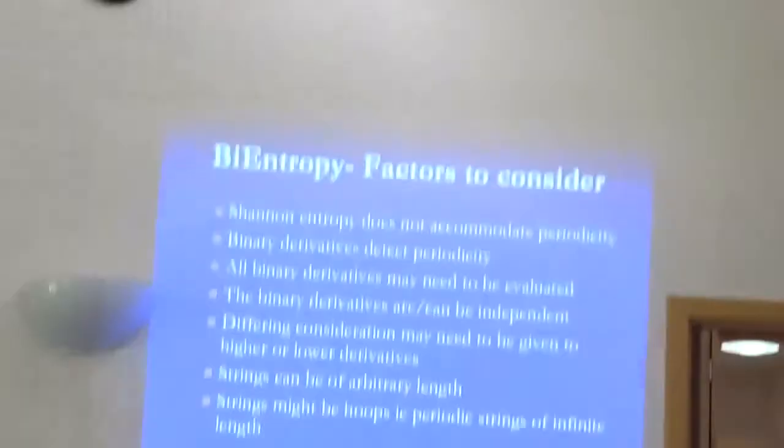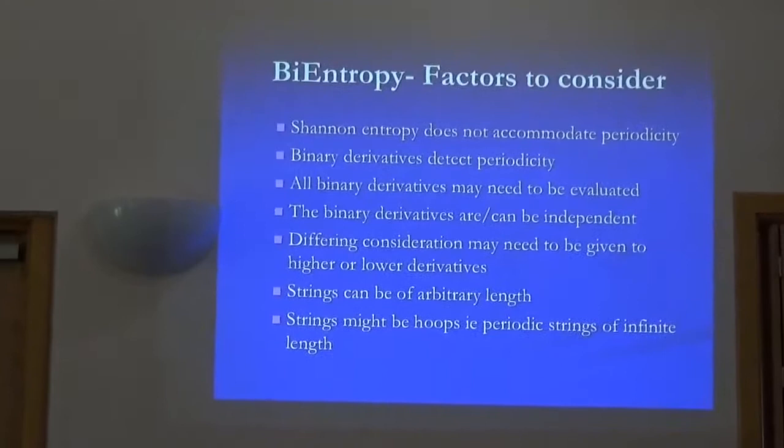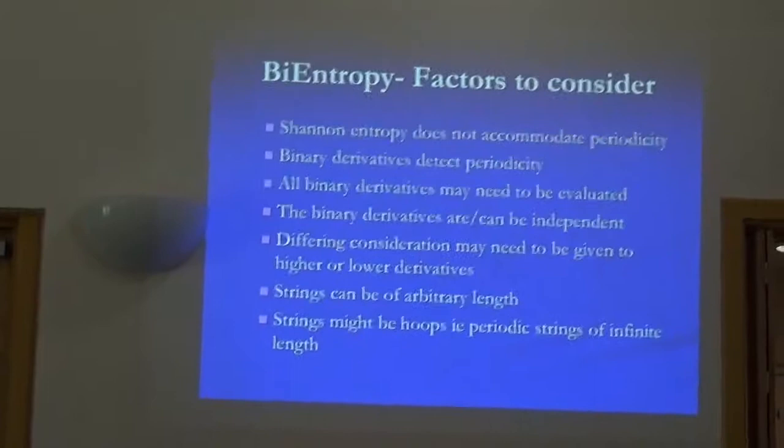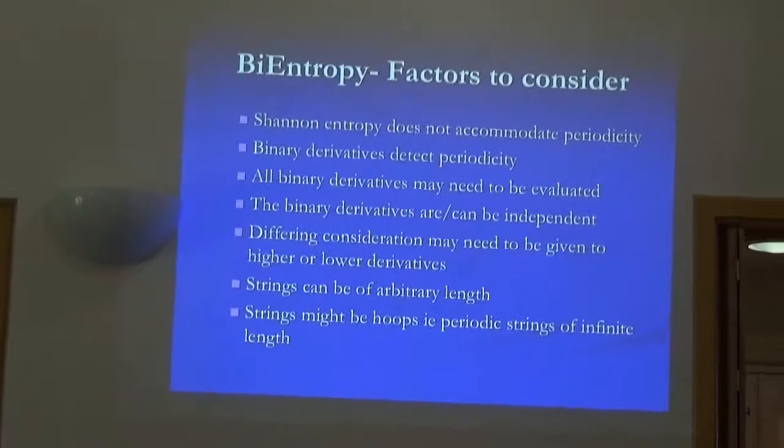So channel entropy doesn't accommodate periodicity, as I've already said. Binary derivatives detect periodicity. You will need to evaluate all the binary derivatives. In terms of coming up with a number that defines whether something is ordered or disordered, you might need to do different things with the higher or lower derivatives.